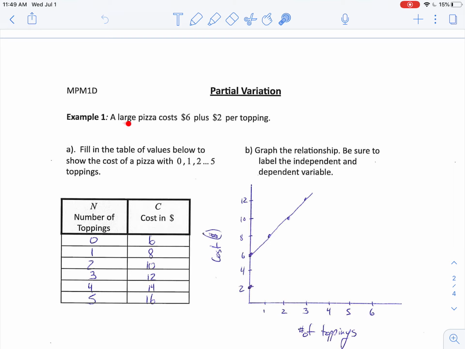A large pizza costs $6 plus $2 per topping. So fill in the table of values to show the cost of a pizza with 0, 1, 2, all the way up to 5 toppings. And then we're going to graph it appropriately.